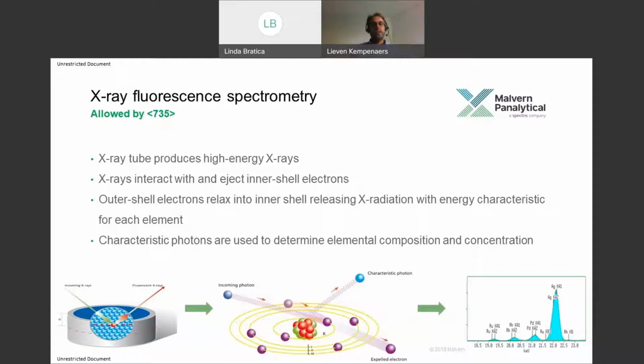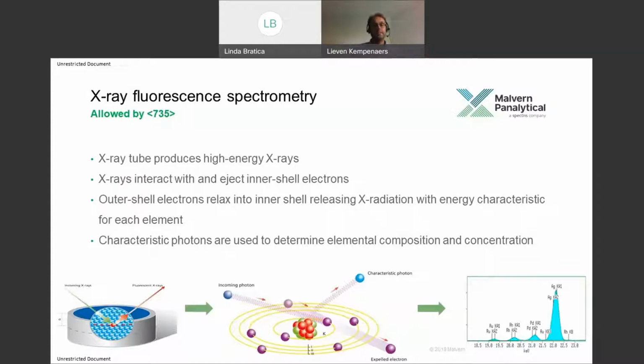Those photons that are generated by the tube bombard the sample, and inside the sample, depending on the elements in the sample, certain characteristic fluorescent X-ray photons are generated by the sample and emitted, and the detector collects those photons, finds out what is the energy of those photons and sorts them out in a spectrum. Depending on the energy, you have the element, and depending on the height of the peak, you have the concentration. And of course, all of that is automatically done in the software.